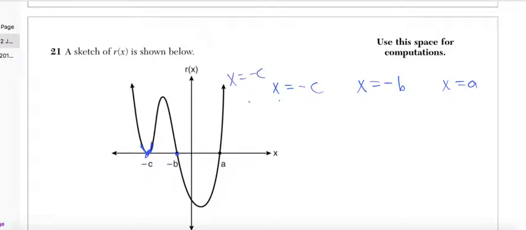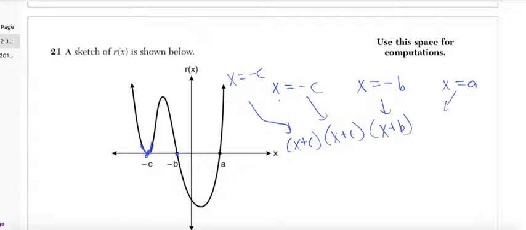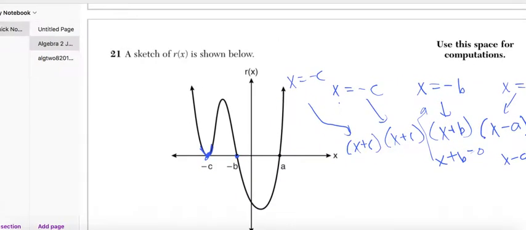So the factors will be x plus c, x plus c, x plus b, and x minus a, because they have the opposite sign. Because if x minus a equals 0, that's how I add a and get x equals a. If x plus b equals 0, that's how I subtract b and get x equals negative b, all right? So those are the factors.